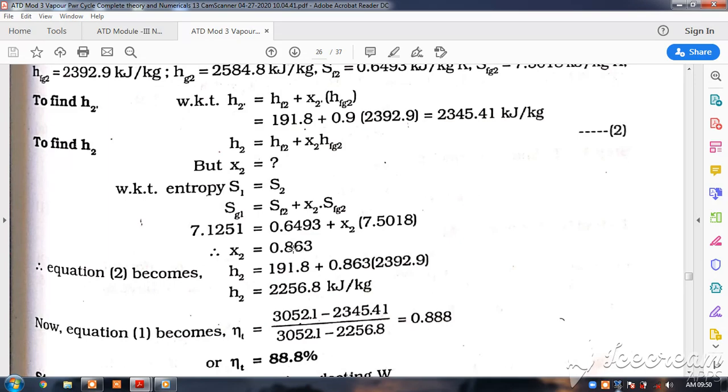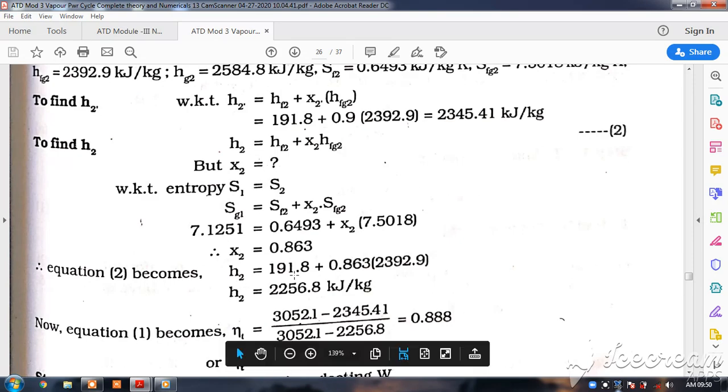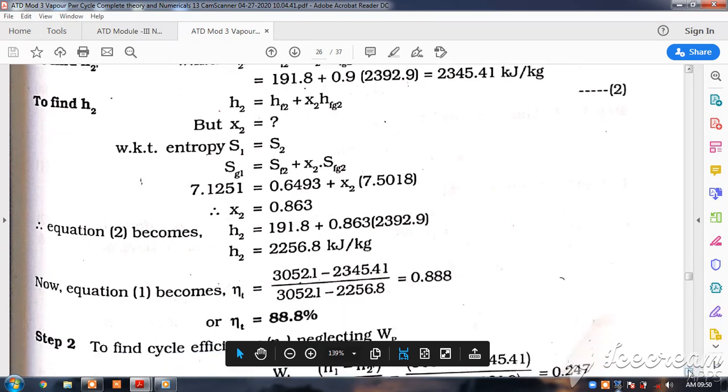Now this X2 I am going to substitute in the equation H2 is equal to HF2 plus X2 into HFG2. Okay, so what happens? By substituting these values, you get H2 is equal to 2256 kilojoules per kg. So the equation for turbine efficiency becomes H1 minus H2 dash divided by H1 minus H2. So that is 0.888, or 88% efficiency.